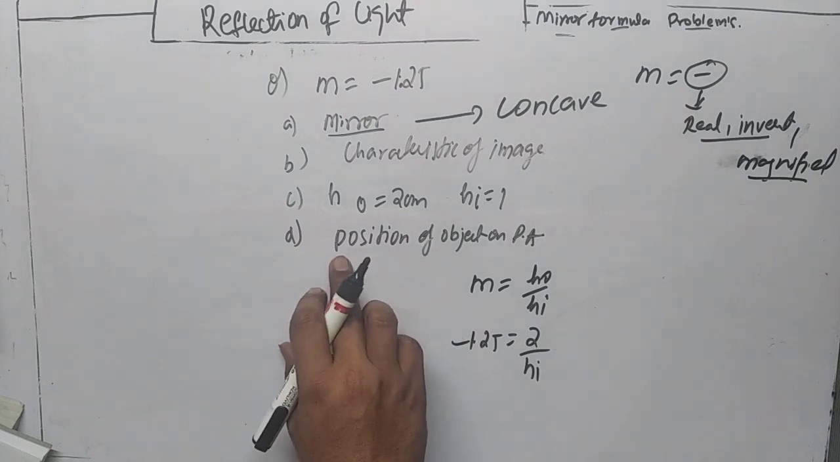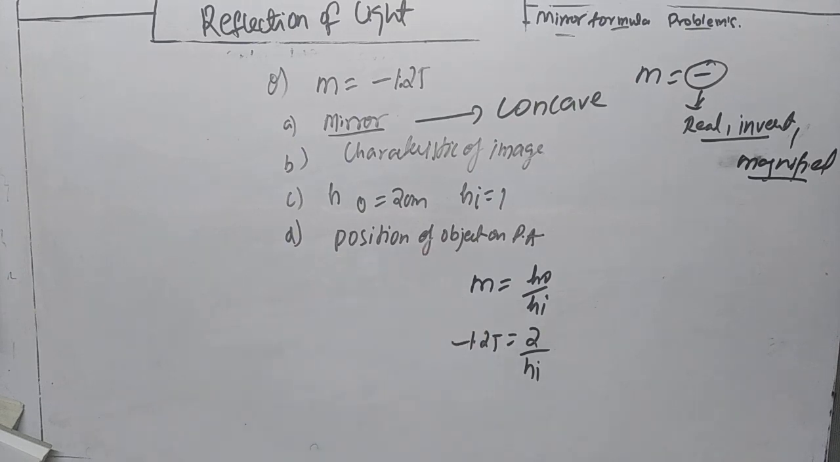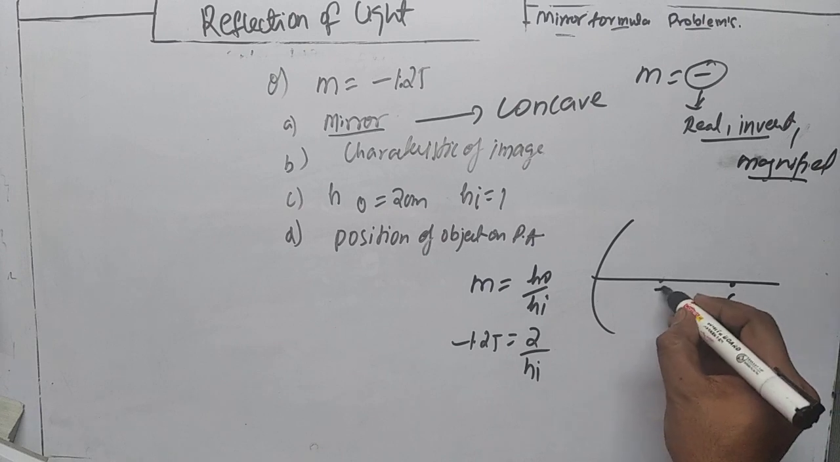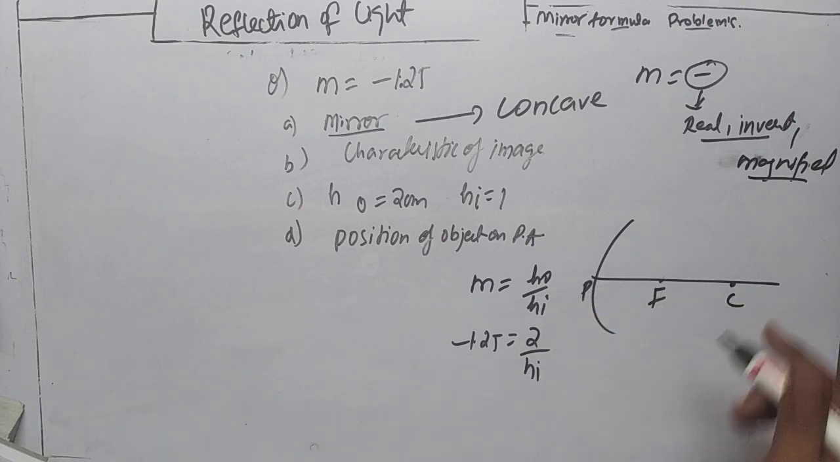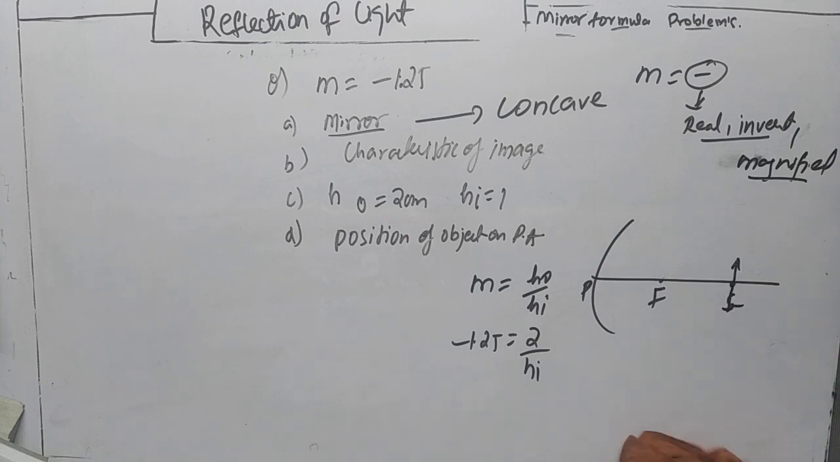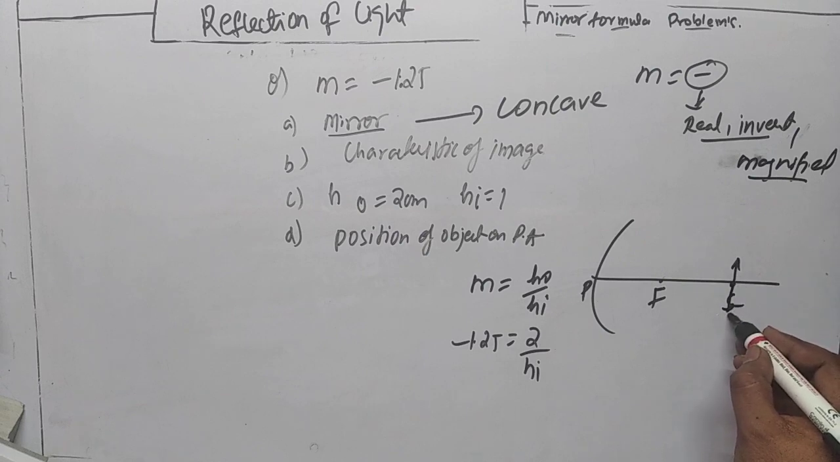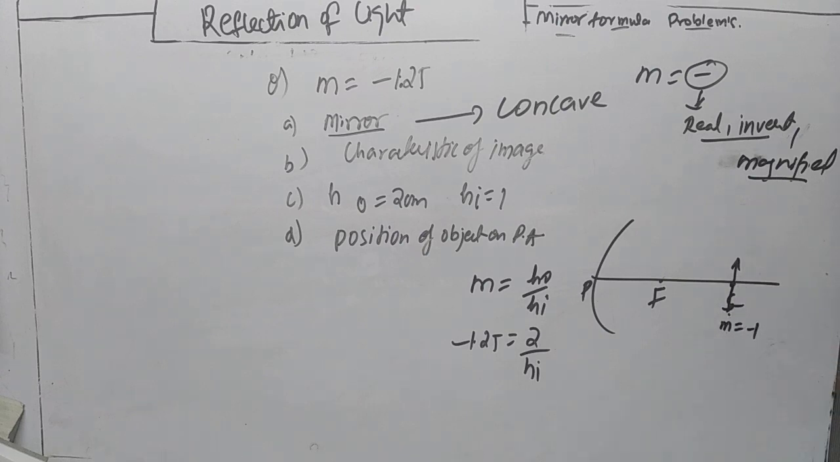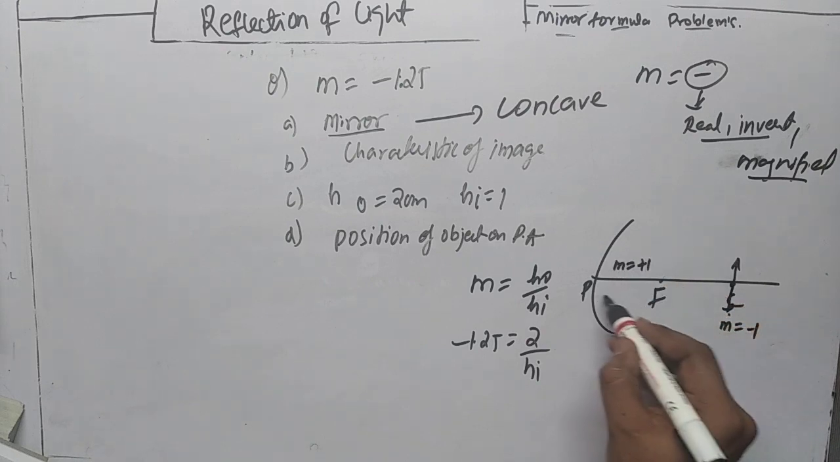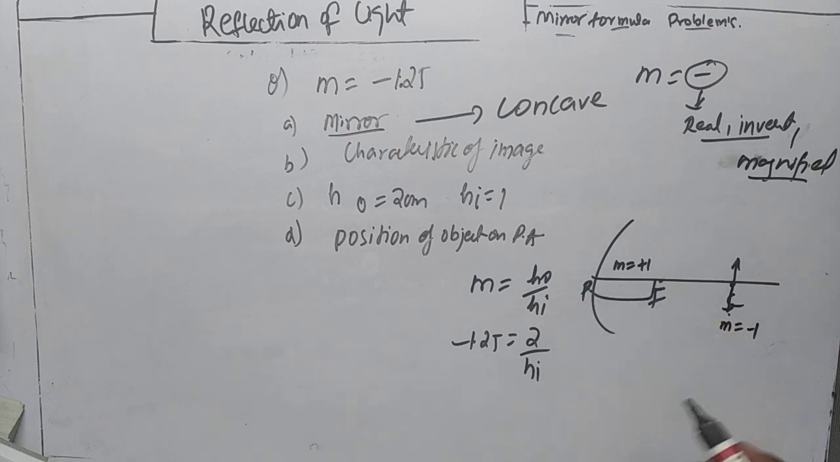Next, what is given here? He is asking for the position of the object on the principal axis. If you want to find the position of the object, it can be found with the help of a small rule. See, this is C, this is F, this is P. Whenever the object is placed at the center of curvature, we get an image of the same size, where the m value will be -1, and the m value will be +1 if the object is placed between P and F. Okay, so we are left with just one place.